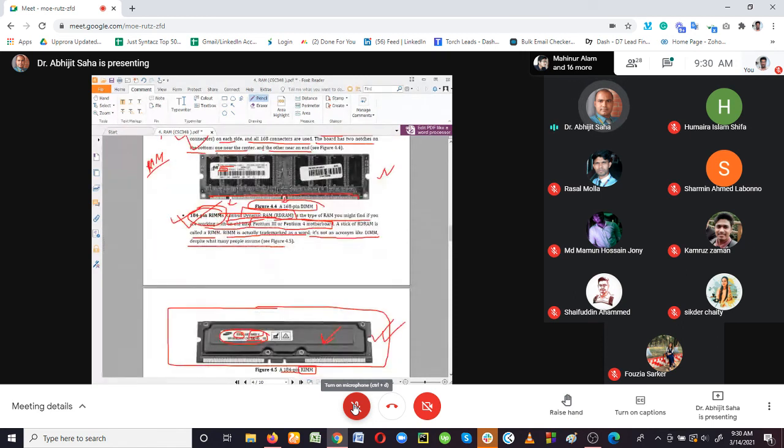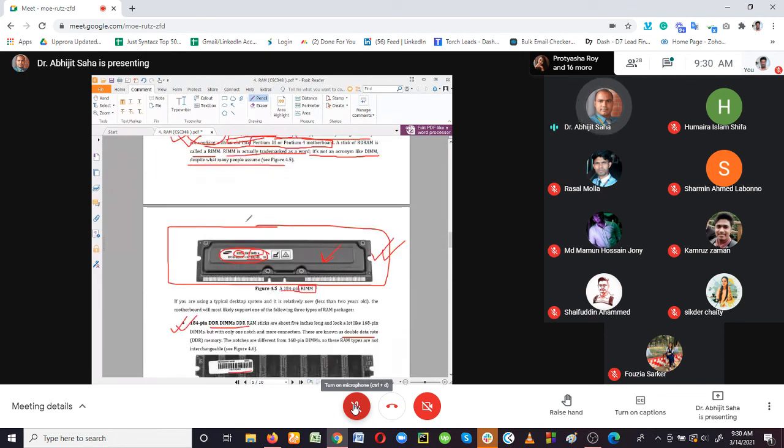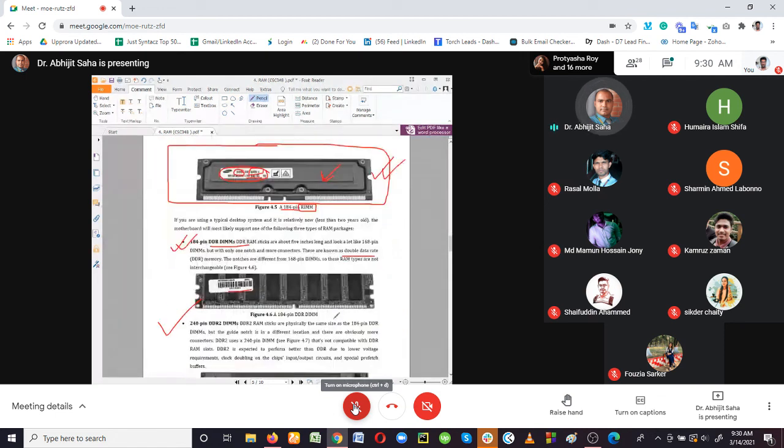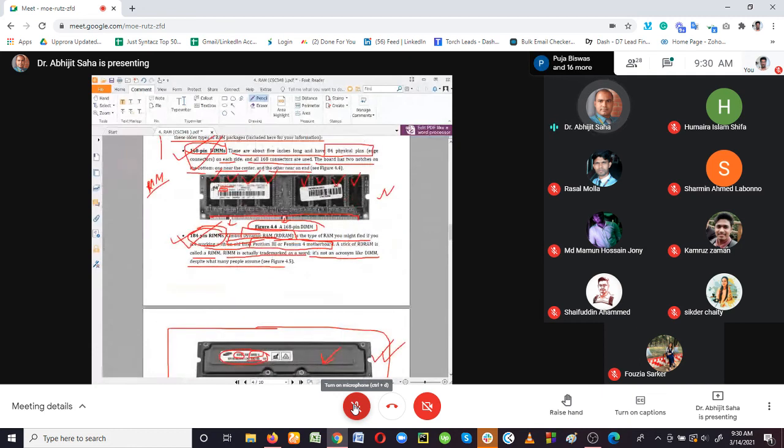Of course, the RAM chips here, we are having the 8 chips. Some of them have only these 8 chips on one side. Some of them have chips on both sides of the RAM. So it depends on the size, the design, and also the installing procedure.